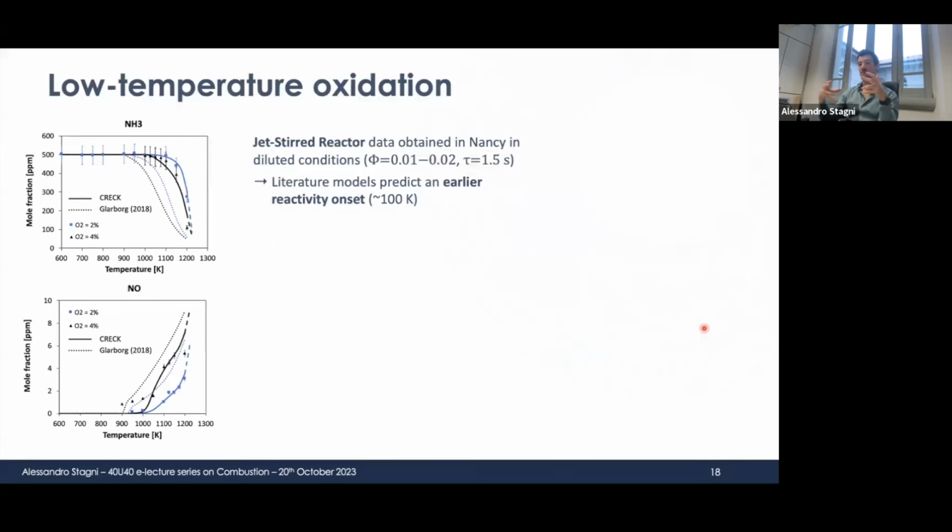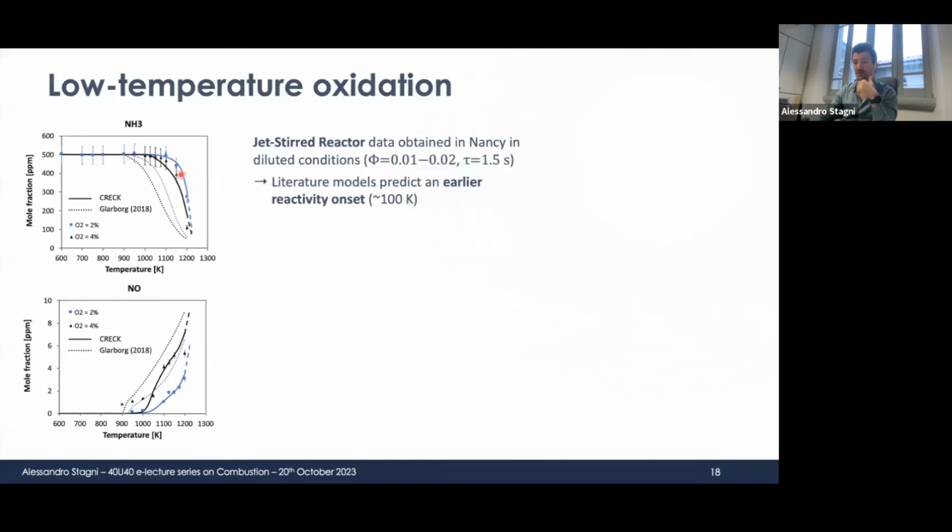After we re-evaluated all the rates, we tried to assess, to quantify the importance of these rates in the kinetic behavior of ammonia. And we started from low temperature oxidation. We collected data in NC in diluted and very lean conditions, as you can see from the equivalence ratio here. And when we try to model this data, we can see that the state-of-the-art literature models in 2018 by Glarber, but also other mechanisms, predicted an earlier reactivity onset compared to the experimental data.